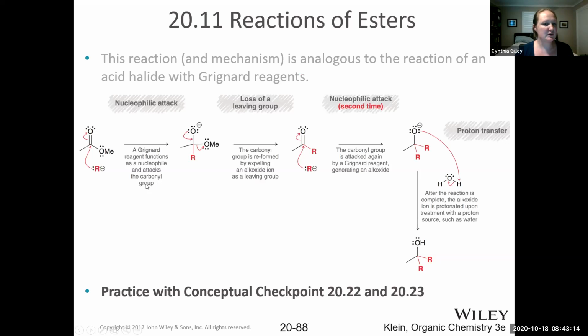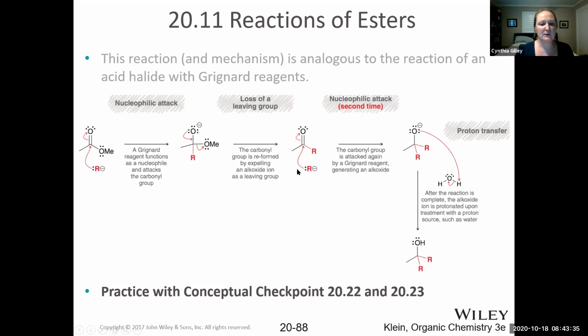The mechanism should be reviewed for you, but let's go ahead and go over it. From the ester, if we're treating with a strong nucleophile like a Grignard reagent, it can do a direct nucleophilic attack on the carbonyl of the Grignard, forming the tetrahedral intermediate that can undergo loss of a leaving group, producing a ketone.